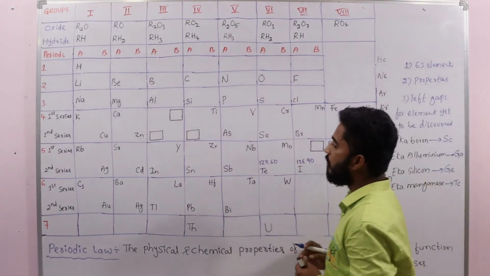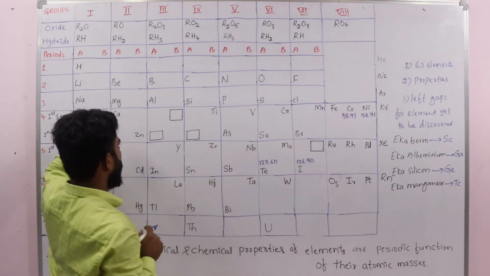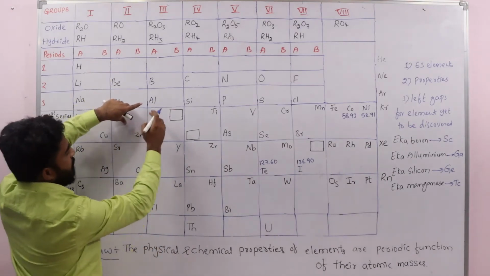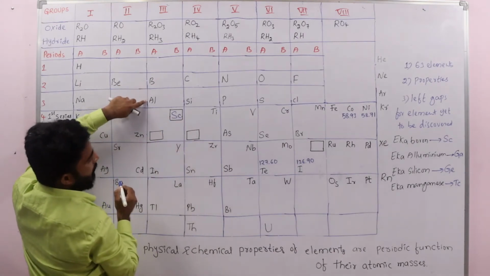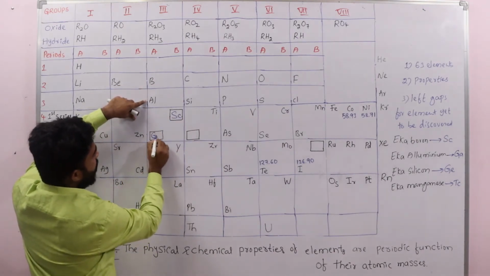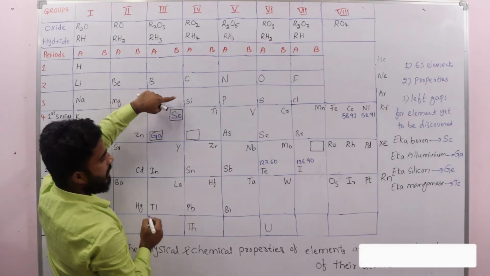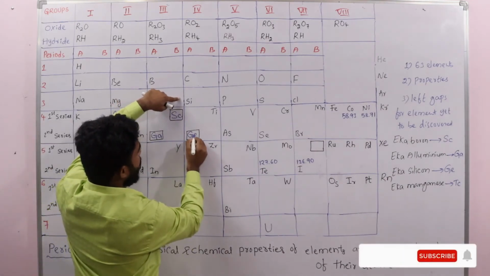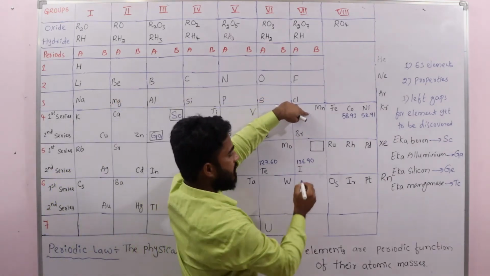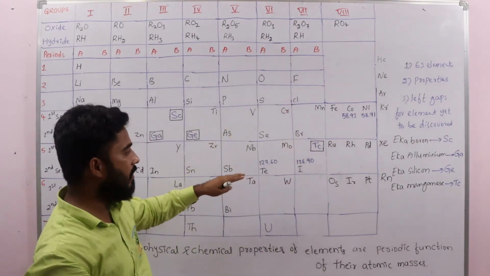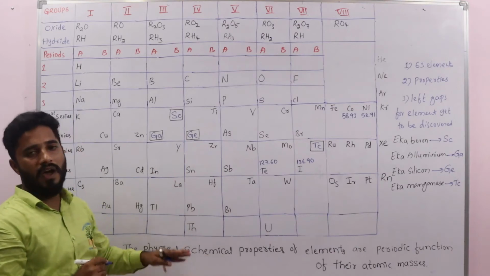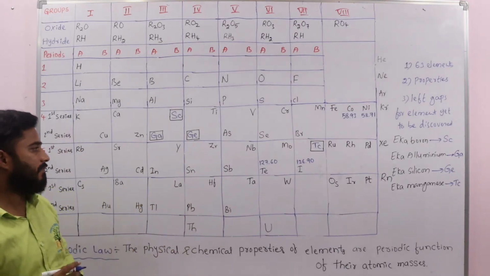Let us see where we have to place these elements. For Eka boron, scandium will come here. For Eka aluminium, gallium. Next, Eka silicon, germanium. Next, Eka manganese, that is technetium. This is the major achievement of Mendeleev.